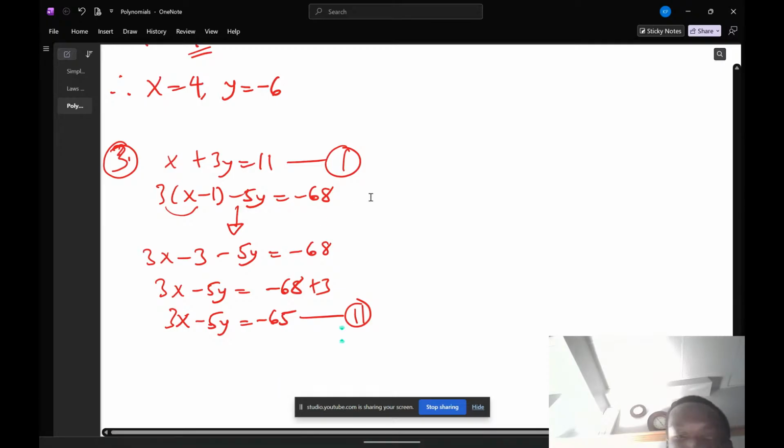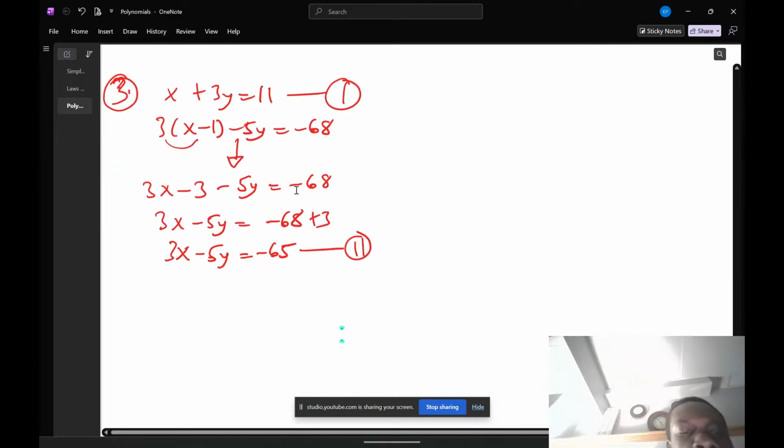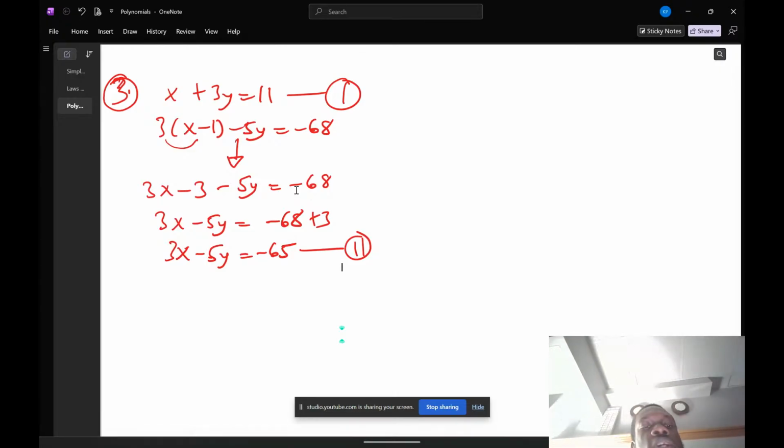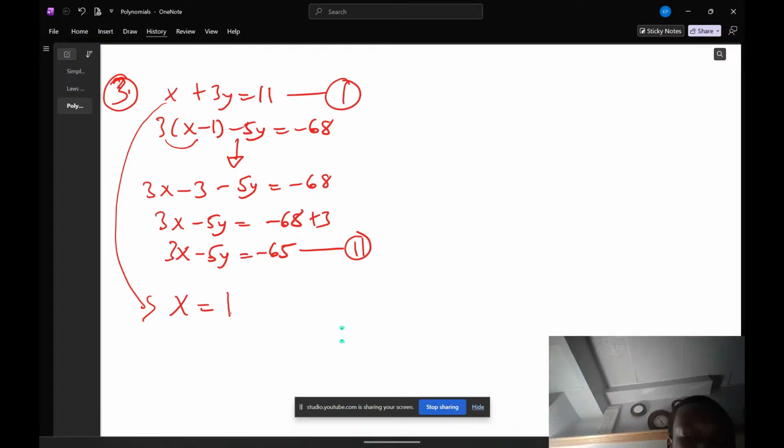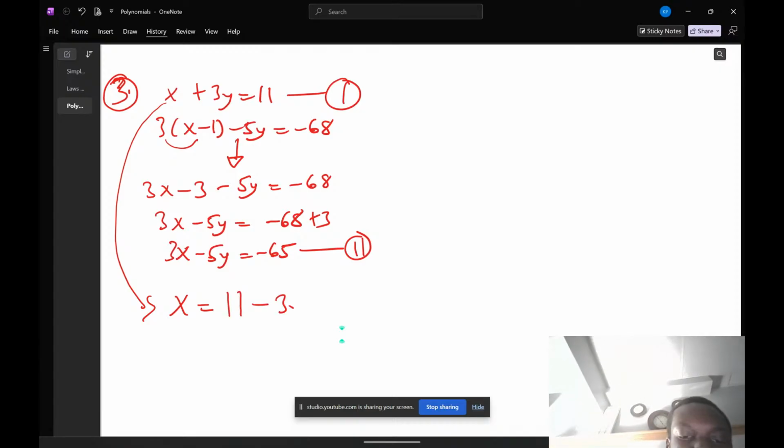So now by substitution method, and I know anybody on the live stream might be asking, why are you always using x is equal to 11 minus 3y? Why you never use y? Because I always like to use the one that is much easier to manipulate so that you don't get confused. So in this case, we have x plus 3y equals 11. I'll bring it down here again. So I will say x is equal to 11 minus 3y. This will be our equation 3.